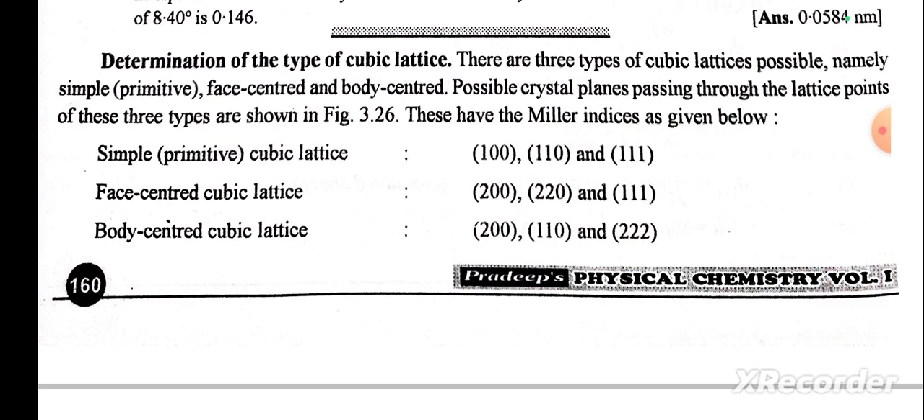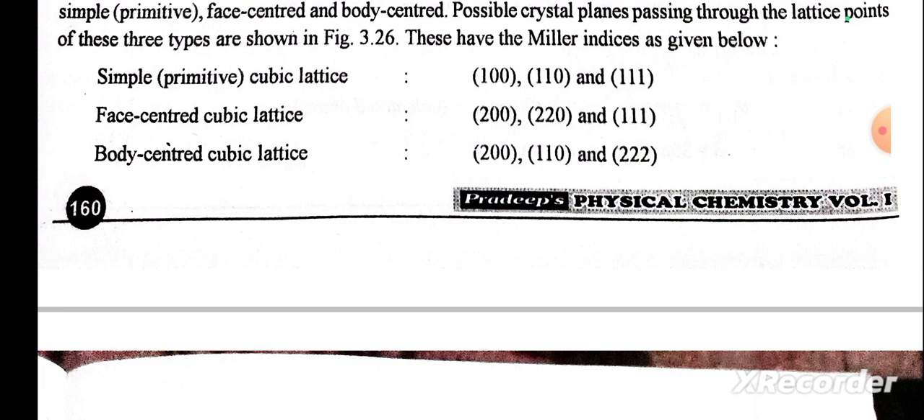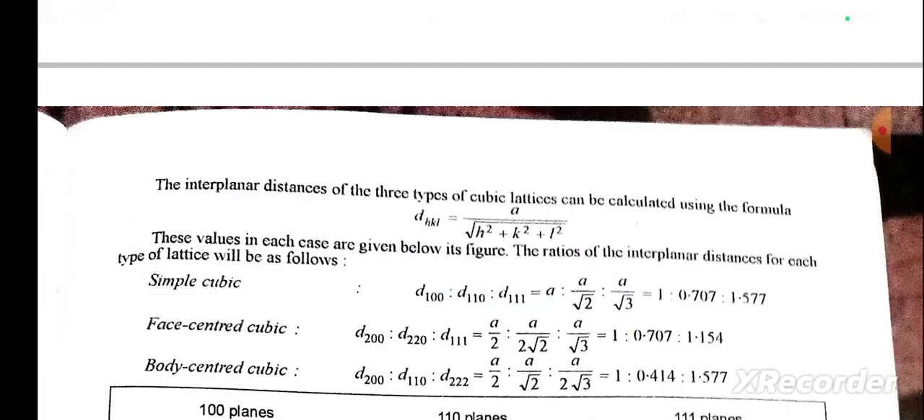Simple cubic lattice is 100, 110, 111. Face-centered cubic lattice is 200, 220, 111. The body-centered cubic lattice is 200, 110, 222.